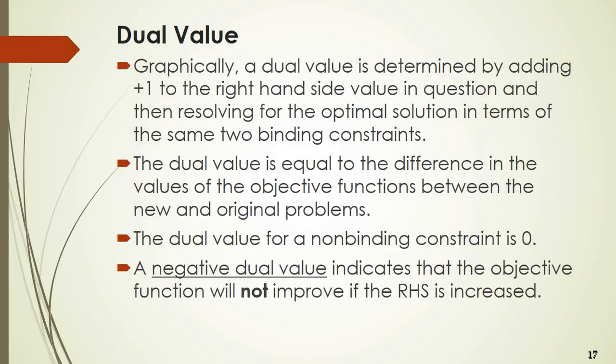So what is a dual value? Graphically, a dual value is determined by adding 1 to the right-hand side value in a constraint and then resolving for the optimal solution in terms of the same two binding constraints. The dual value is equal to the difference in the values of the objective functions between the new and the original problems. The dual value for a non-binding constraint is 0. A negative dual value indicates that the objective function will not improve if the right-hand side is increased.